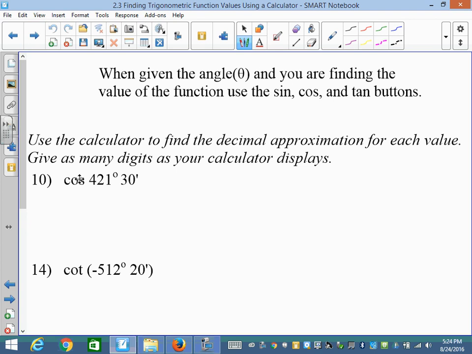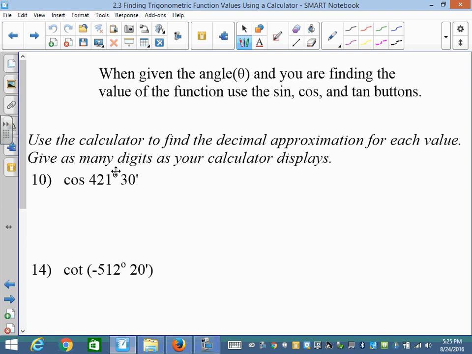So this one is cosine. Now, if you have the Inspire, it has all of those trig functions on there for you, so you can just press it and go. If you have the 84, not always will that work so nicely for you. But this one, you're going to put it into the calculator exactly like this.